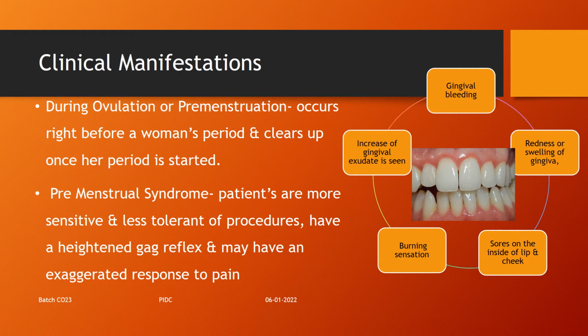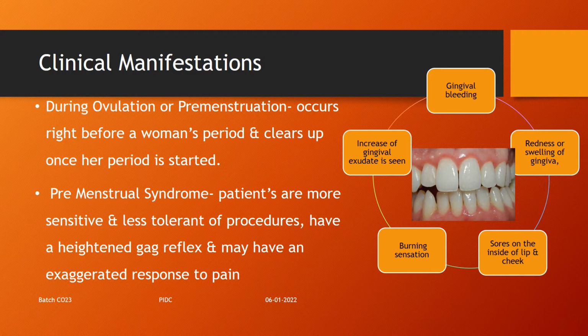Then coming to the clinical manifestations, gingival bleeding, redness or swelling of gingiva, sores on the inside of the lip and cheek, burning sensation, and increase of gingival exudate can be seen. And this can be seen during ovulation or pre-menstruation, that is a stage that occurs right before a woman's period and clears up once her period has started.